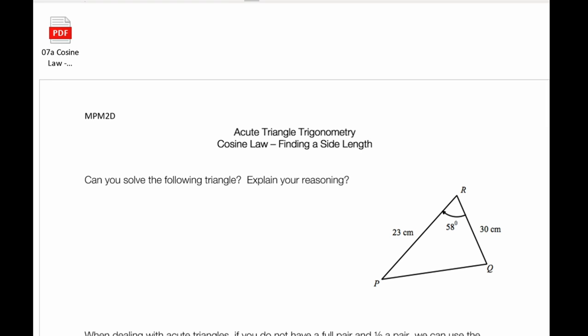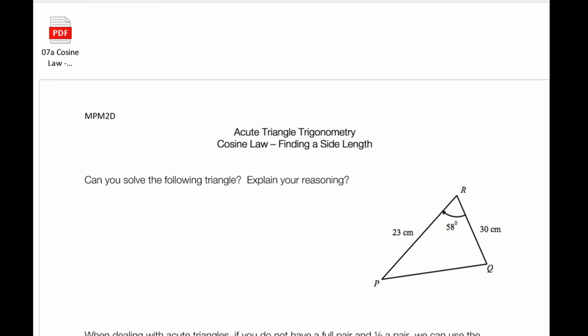To verify this right off the bat, I don't see any right angles indicated by, normally we'd see that kind of square. We don't see any of that, so it's not a right angle triangle, or we're going to assume that it's not. So we can't use our sine, cos, and tan ratios.